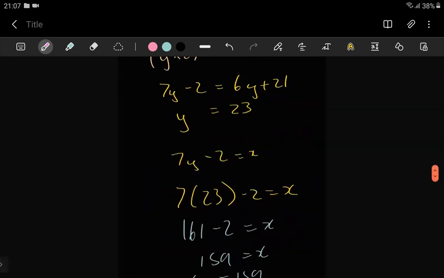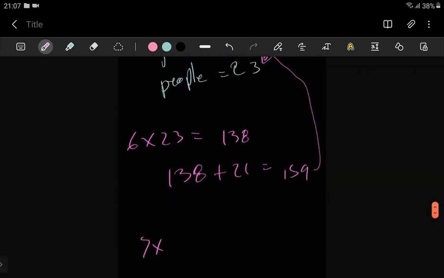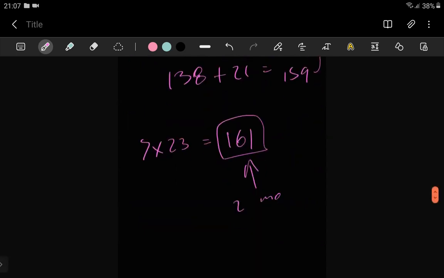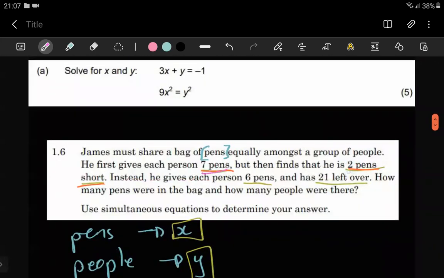If we're to test it for the other scenario, 7 times 23 is equal to 161. You see, which is like 2 more than what he has. So according to this scenario, it works out because if we were to try to give 7 out, 2 of them would not have 7, you see.